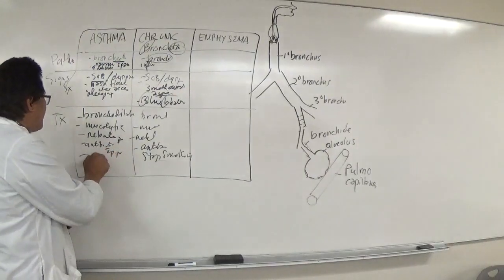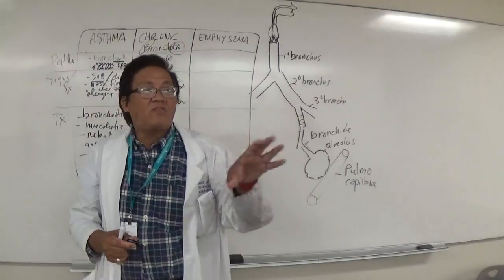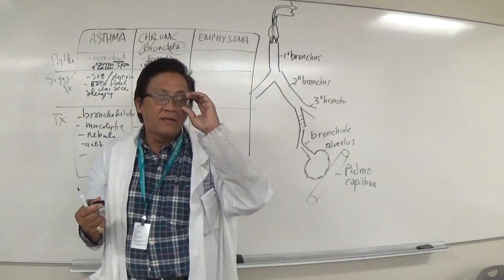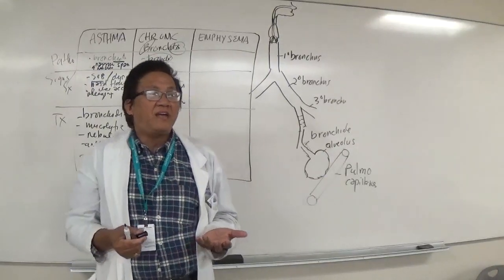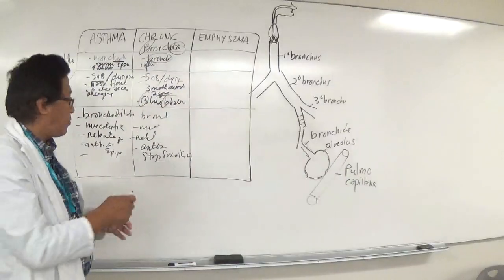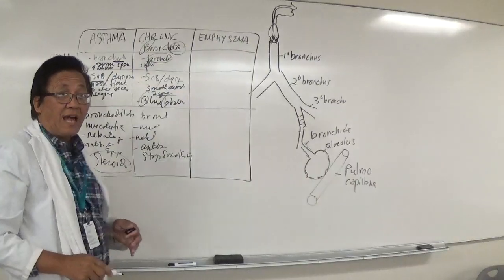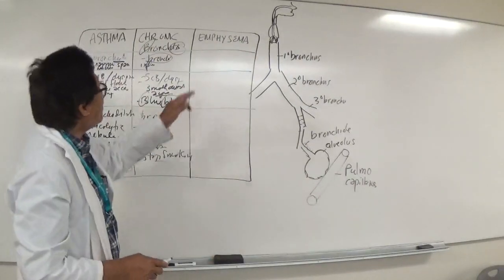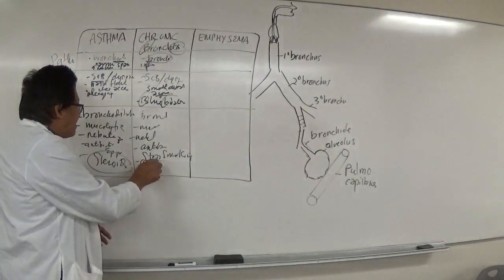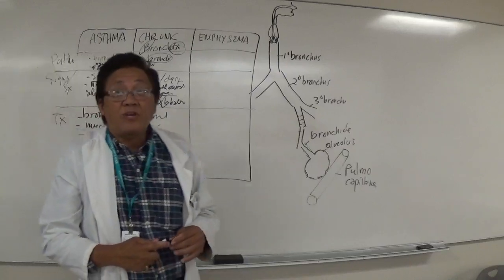And what else? In what we call status asthmaticus, what does it mean? You have given all the bronchodilators, you've done all of your thing, you nebulized the patient, nebulization was done, but still they don't respond. Then it's called status asthmaticus. What do we give these patients in form of drug? We give them steroids, okay? For status asthmaticus. Now, in the case of bronchitis, we give the same thing. Can we give antibiotics? Yes, we do, okay? But most importantly is to stop smoking.